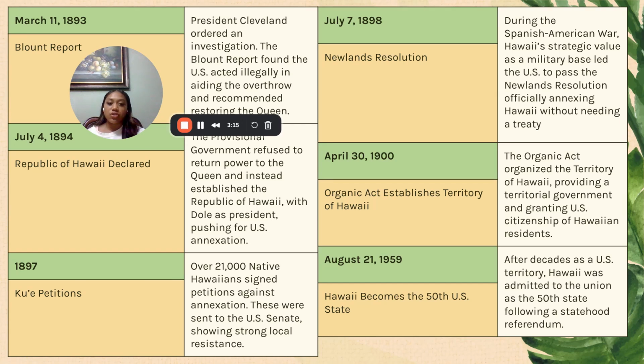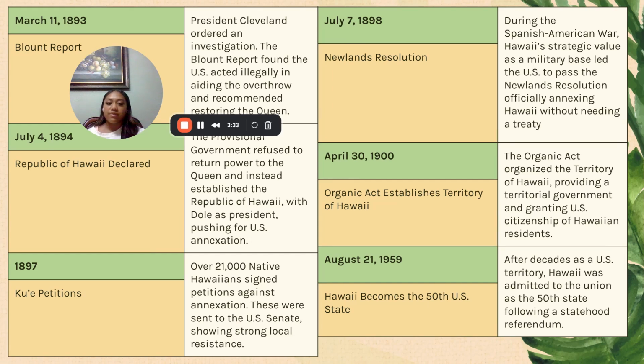April 30, 1900. Organic Act establishes Territory of Hawaii. The Organic Act organized the Territory of Hawaii, providing a territorial government and granting U.S. citizenship to Hawaiian residents.